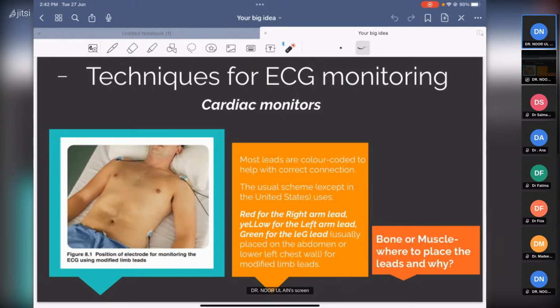Okay, is this much clear to you, that there are different ways to identify the ECG tracing? You can have different cardiac monitors. You can have a three lead ECG.